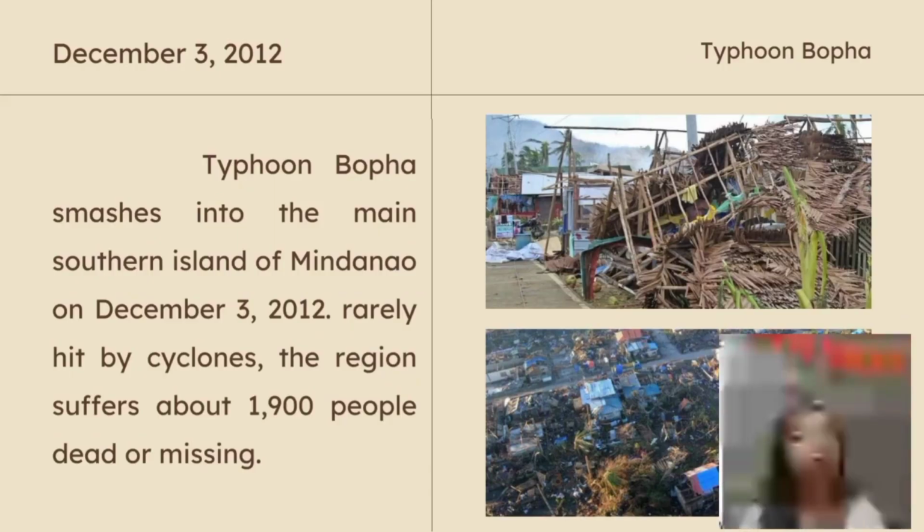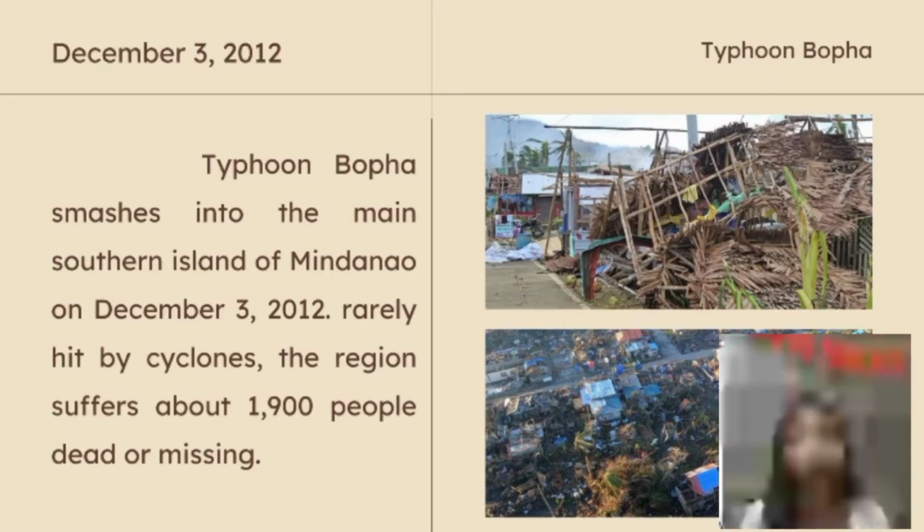Next is Typhoon Bopha, which in the Philippines is known as Typhoon Pablo. Typhoon Pablo smashed into the main southern island of Mindanao on December 3, 2012. Rarely hit by cyclones, the region suffered about 1,900 people dead or missing.